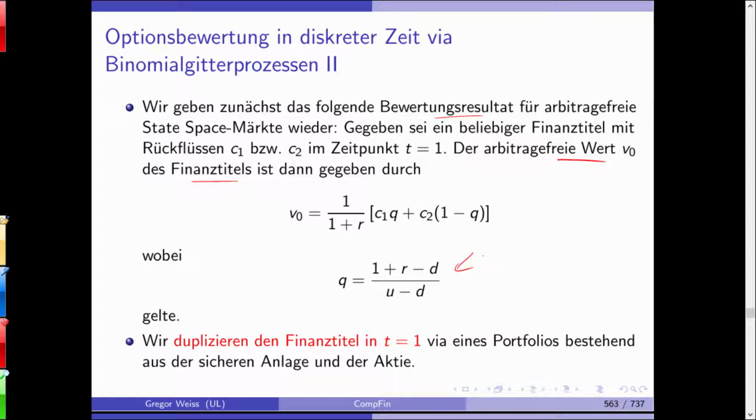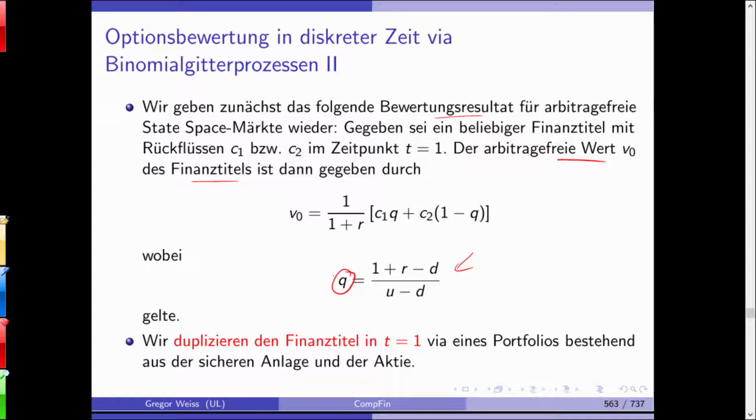There should be a small section where it's quite simple to see if you only have two states, this Q here, this probability that is included in the arbitrage-free price can be derived quite simply. But this result is even more general. What does it state, this first line? It states that the arbitrage-free price of any financial contract with two payouts is given by what?